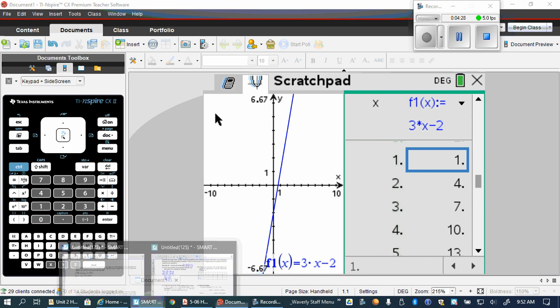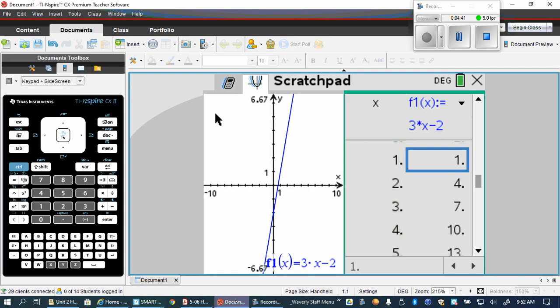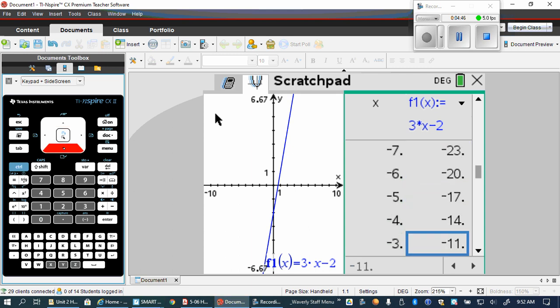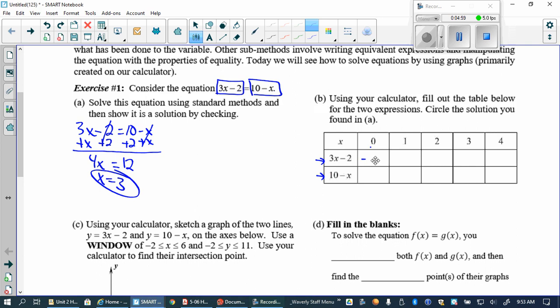What does the table start with over here? So let's scroll up here till we have an x of 0. Oops, I went too far. Mine froze. You don't have a table? No. The outputs are negative 2, 1, 4, 7, and 10, right?